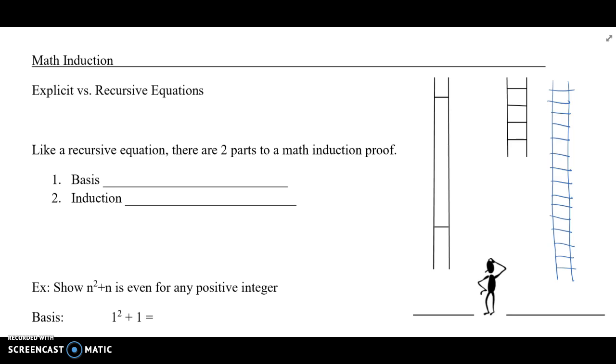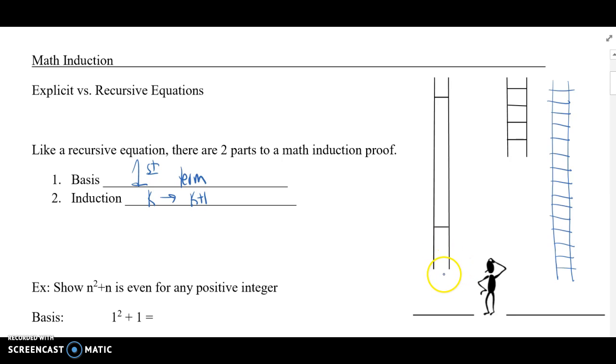We want to do the basis, that's when we show that it works for the first term. And then there's the induction step, where we show that it works for each successive step. So if the k term works, then we know the k plus 1 term is going to work. Think about it like climbing up a ladder.